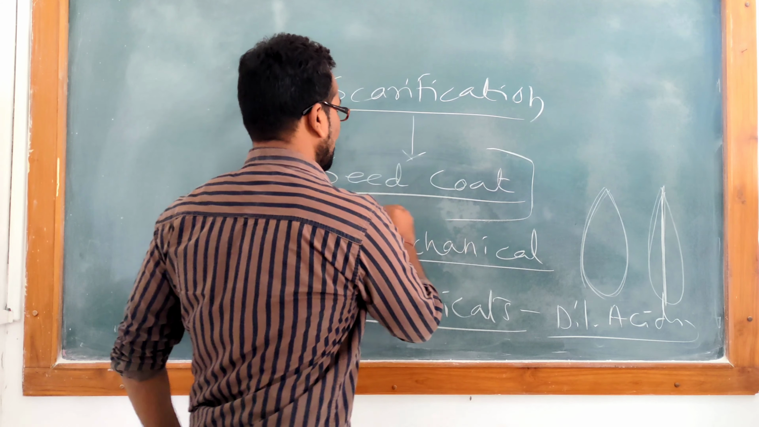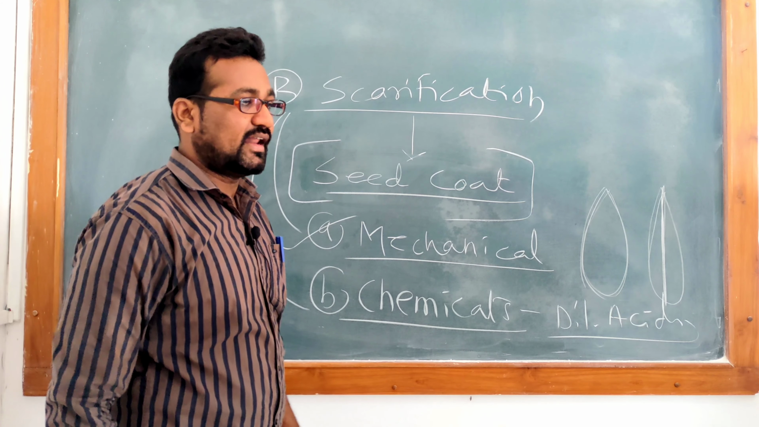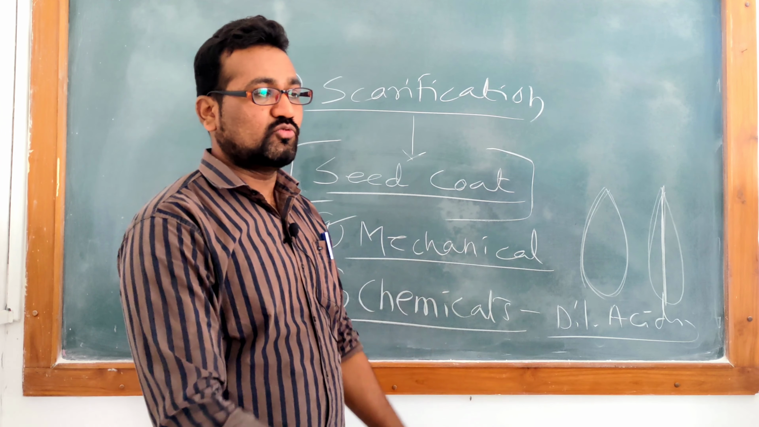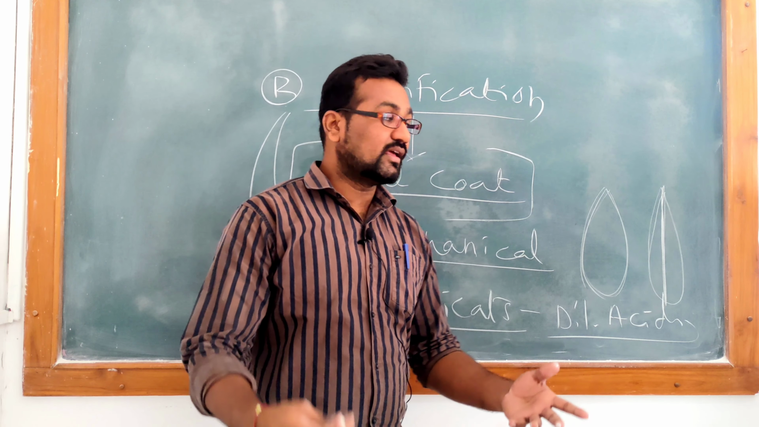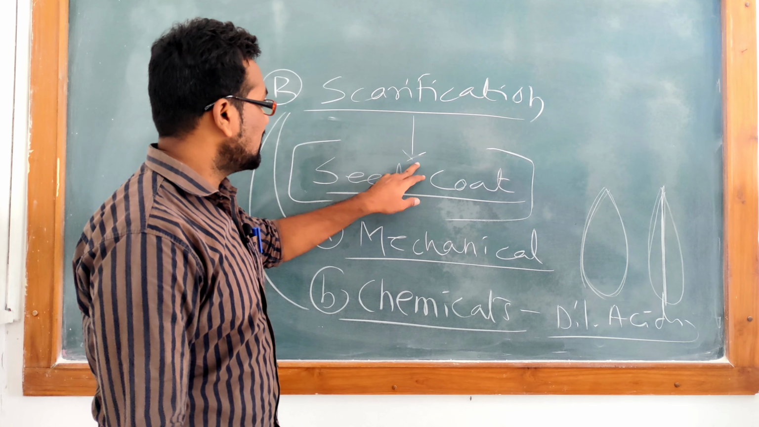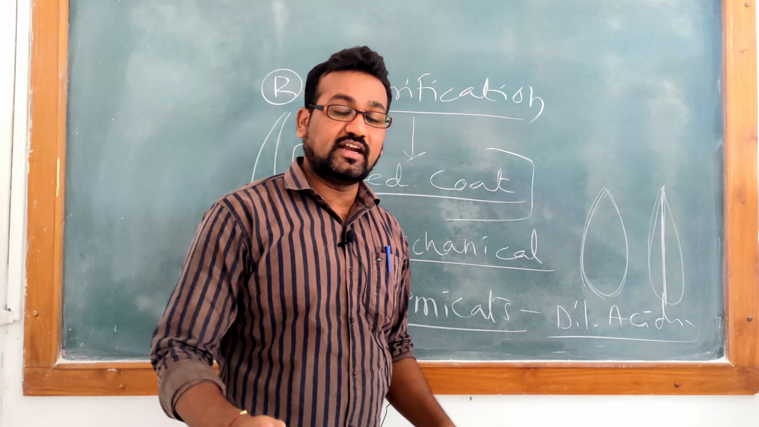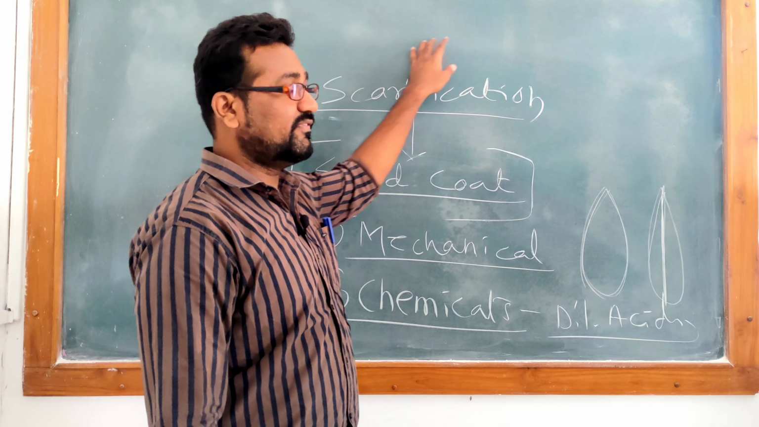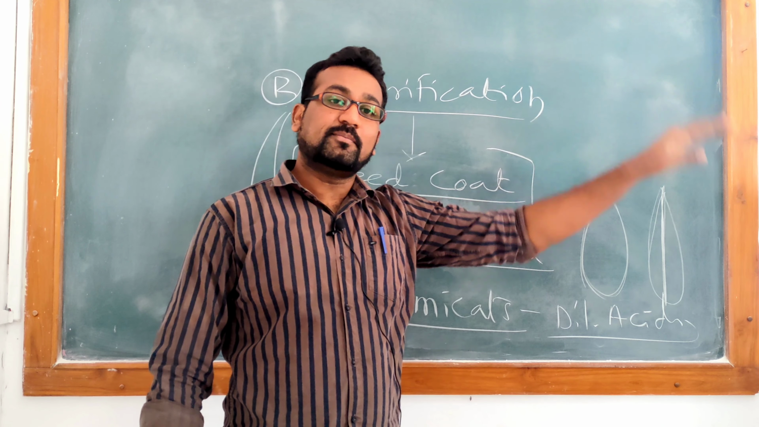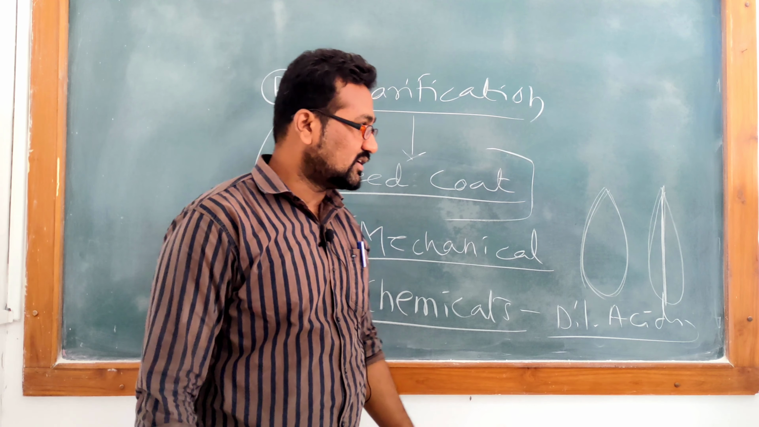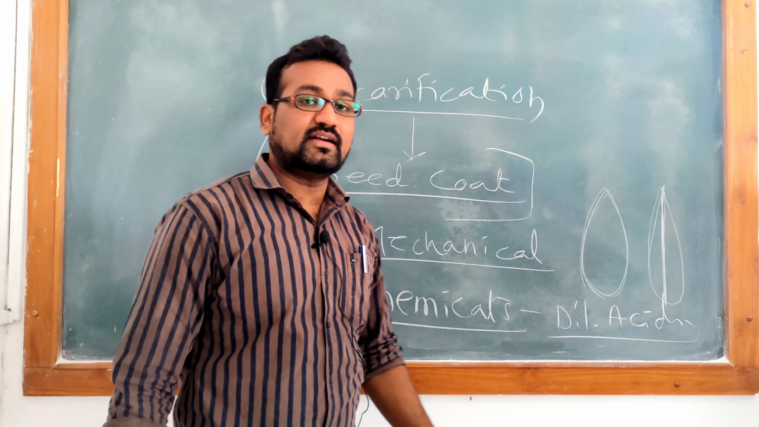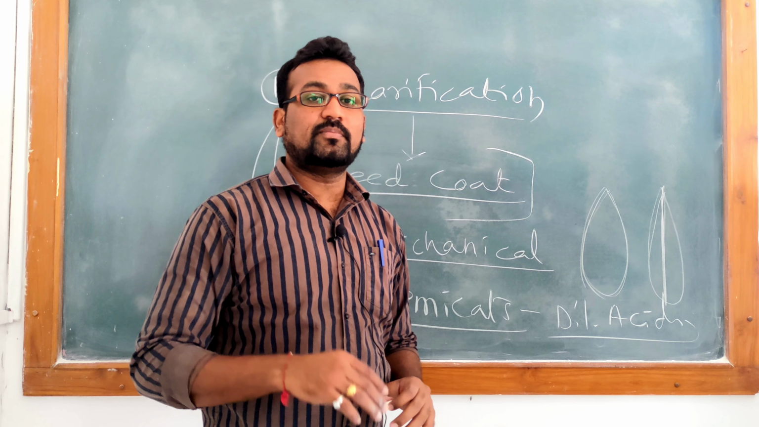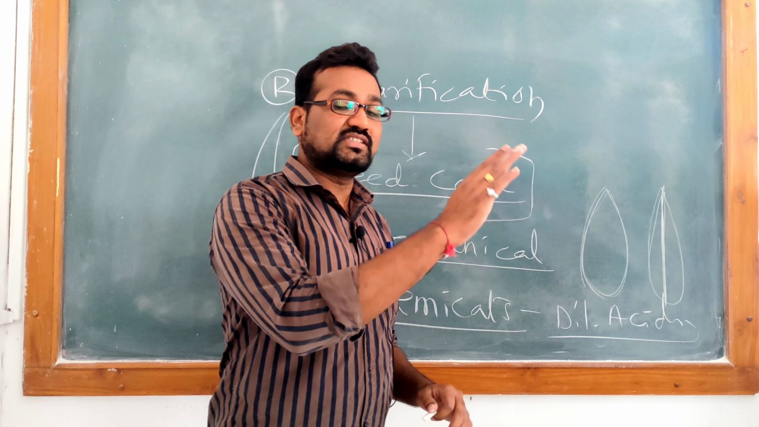Once this seed coat gets loosened, water entry can happen and the seed can undergo germination. Once the seed undergoes germination, you will find the seedling growing. But in scarification, treatment of the seed coat is the important factor. In stratification, we have seen that temperature involvement is essential. So we have seen two different methods. Let's discuss the third, which is the laboratory method of seed dormancy breaking.